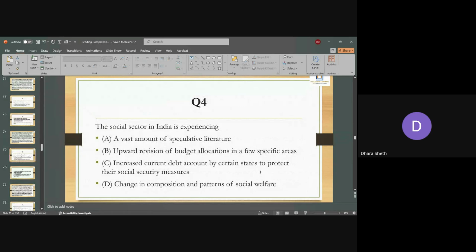Next. The social sector in India is experiencing a vast amount of speculative literature, upward revision of budget allocations in a few specific areas, increased current debt account by certain states to protect their social security measures, change in composition and patterns of social welfare. This is important. Then you have to see which one is related to that. There could be 2 or 3 options which are given in the passage, but are they given in this context? That is also what you need to think of.